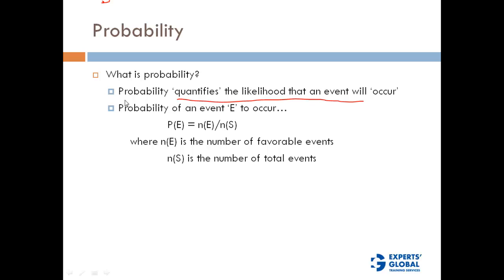How do we get to a number? The probability of an event E is the number of favorable events divided by the number of total events.